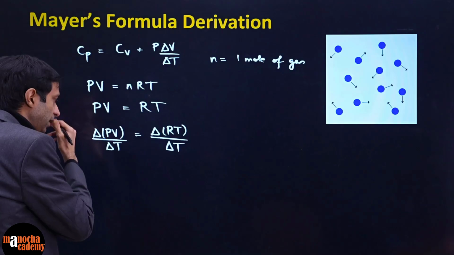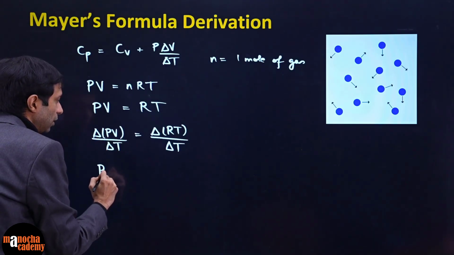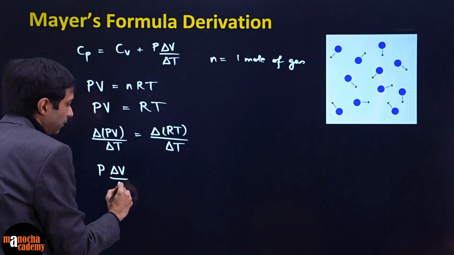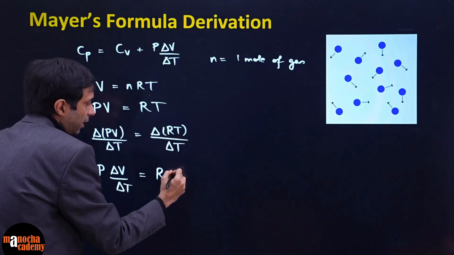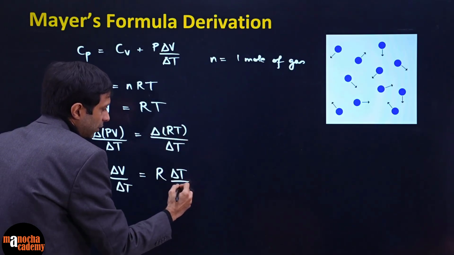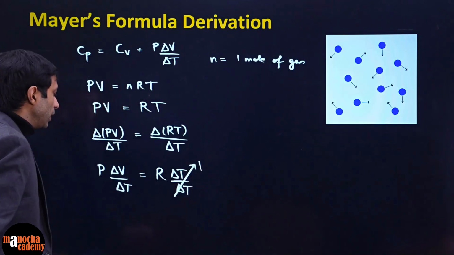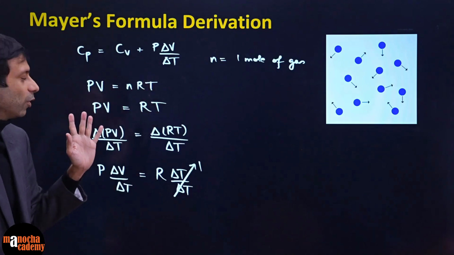Now basically you're doing a differentiation here. Here pressure is constant, so we can bring it out of the differentiation. So P is constant, it will become delta V by delta T. Here the universal gas constant is a constant, definitely, so we can bring it out of the differentiation. And this we know is nothing but 1. So guys, look at it. P delta V by delta T is R. That's exactly what we wanted, right?